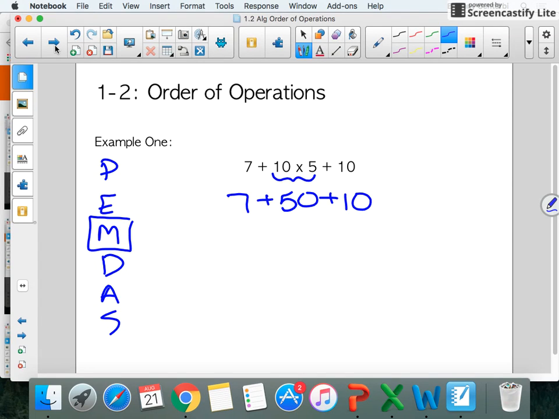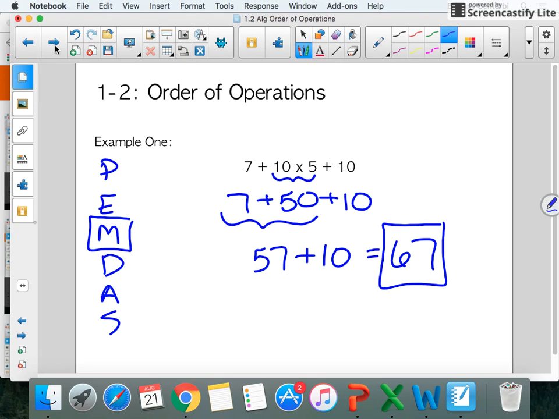Now I'm going to do addition. Well, when we do addition and subtraction, we go from left to right. So I'm going to just start with the 7 plus 50. That gives me 57. And then plus 10, and 57 plus 10 would leave you with 67 at the end.